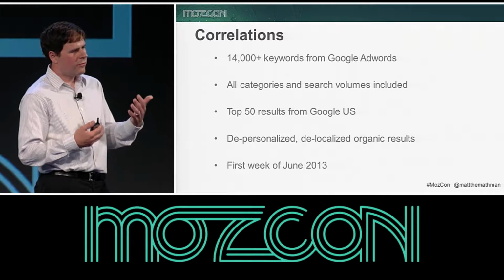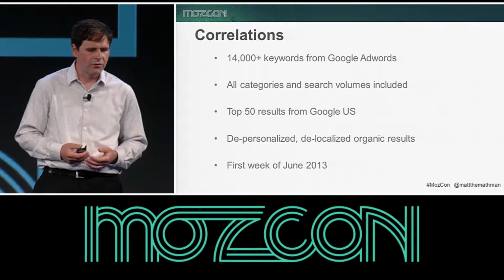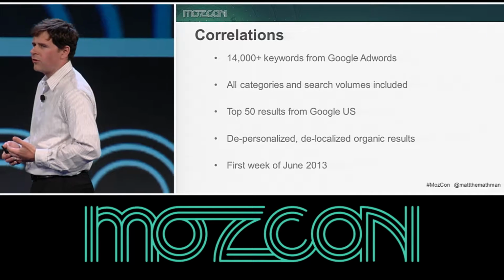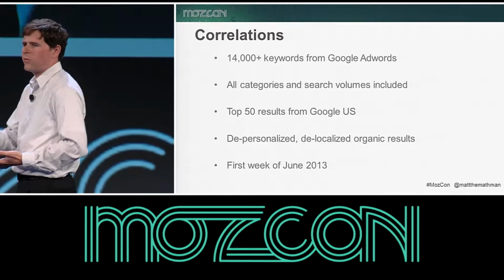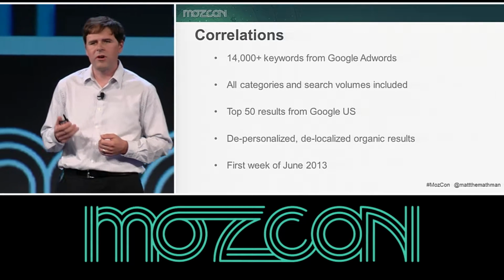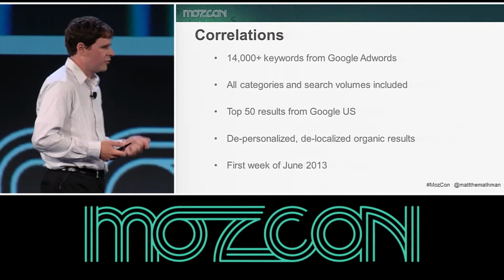We then took all of these keywords, sent them through Google US, and collected the top 50 results. These were depersonalized, delocalized organic results. We collected these in the same way that we collect the rankings for you in our web app, in our Pro app. And these were all run in the first week of June this year. This was after the Panda 2.0 update.